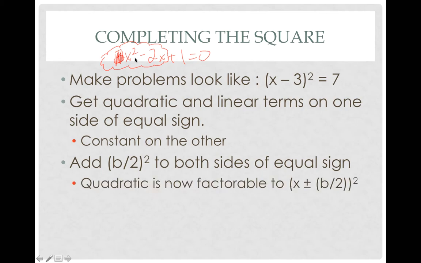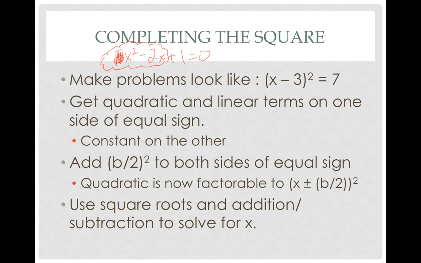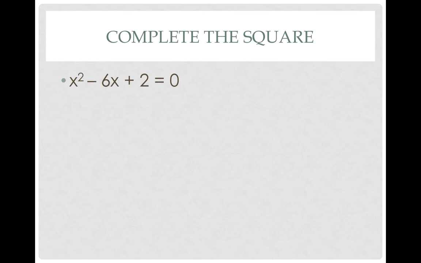You can now factor it to x plus or minus that number, whatever b over 2 was, quantity squared. You'll see the example as we go forward. And then we can extract roots. So we can take the square root of both sides and add or subtract. So let's try 1 or 2 of these. The first one, x squared minus 6x plus 2. So we have to subtract 2 from both sides.